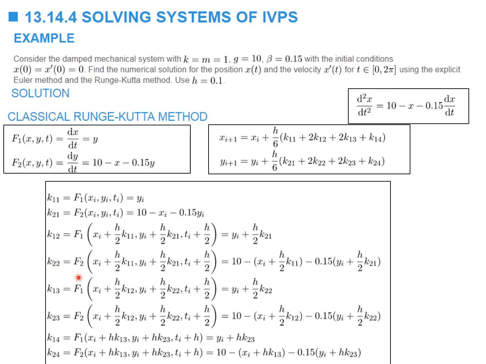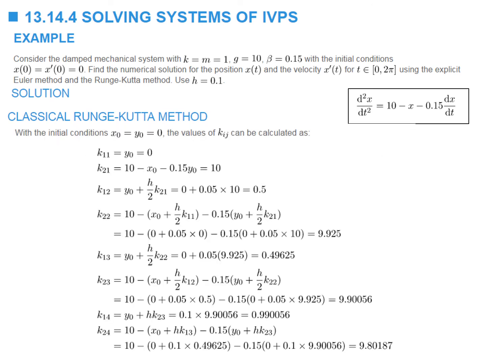k22 is basically this slope. It's the slope of y, f2, evaluated at this value for x, this value for y, and this value for t. When we substitute this value for x, this value of y, and this value for t in the expression for dy by dt, we're going to get this expression. And so on and so forth, we can find the values for these different slopes. Again, lots of computations, but let's see how this is calculated.